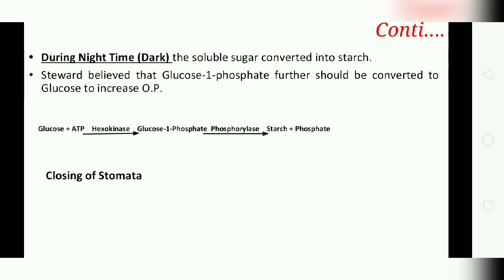While in the night time, or darkness, according to Steward, the soluble sugar is converted into starch. It lowers the osmotic pressure and the diffusion pressure deficit, which results in release of water from guard cells into the outer neighboring cells. Thus the thick walls come very close to each other and result in closing of stomata. So turgor pressure plays a key role in the opening and closing of stomata.